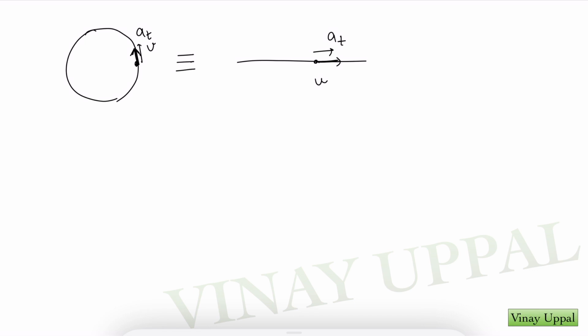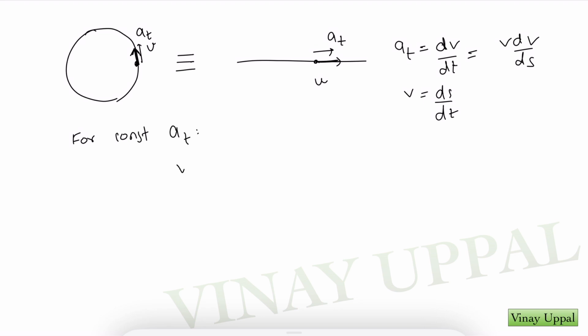So basically I can write the tangential acceleration, dv by dt, is also equal to v dv by ds. Here ds was a displacement along the straight line, so here it will be displacement along the circumference. And of course v is ds by dt. So for example, for constant tangential acceleration, I can write v equal to u plus at, where a becomes the tangential acceleration, and s is equal to ut plus half at squared.